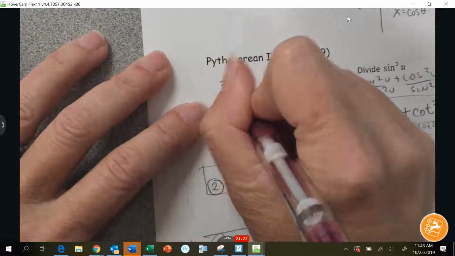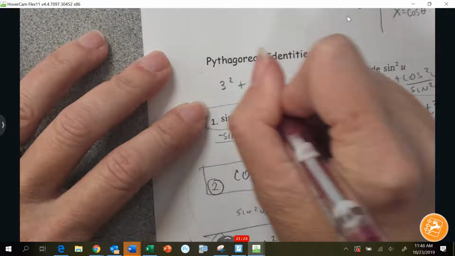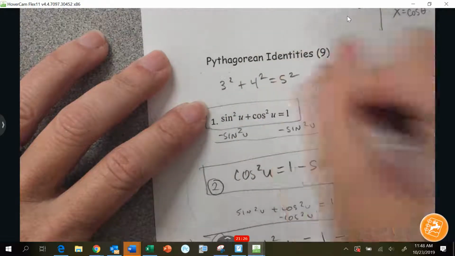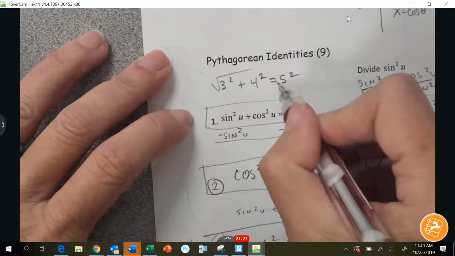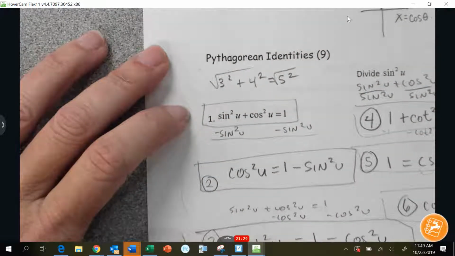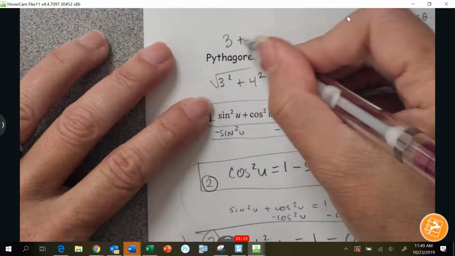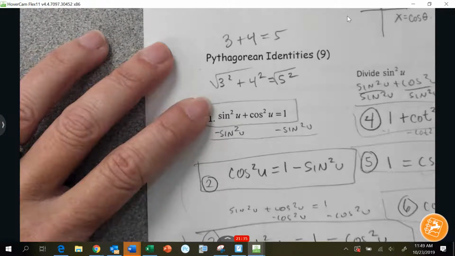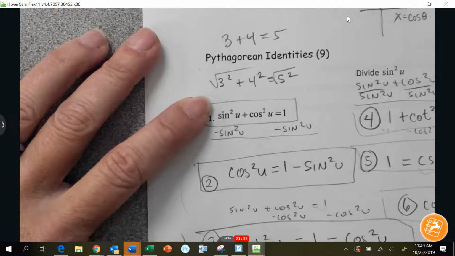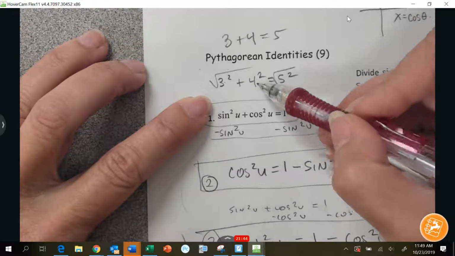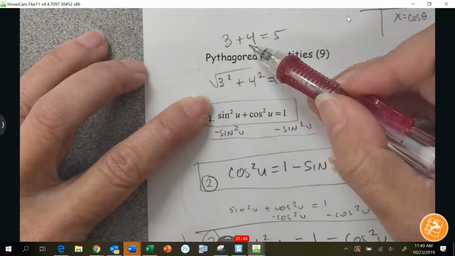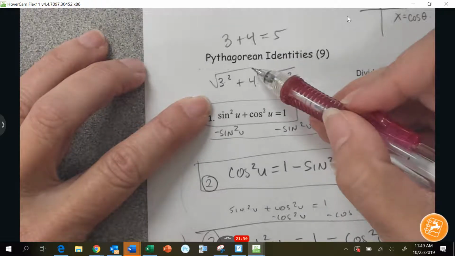If I had 3 squared plus 4 squared equals 5 squared, if I square root both sides, is it still equal? Well, kind of. Can I square root and go 3 plus 4 equals 5? Can I do it in that order? What's 3 plus 4? Not 5. Can I square root these individual pieces and then add them? Does that work? It does not work.